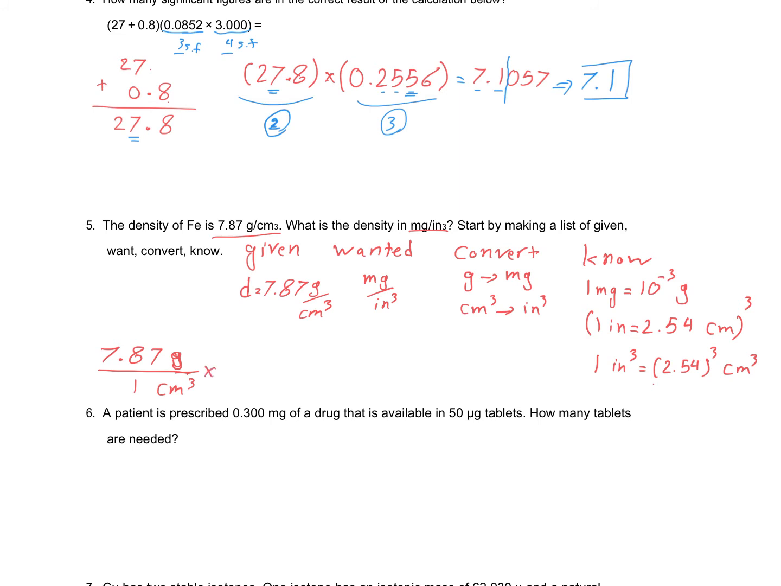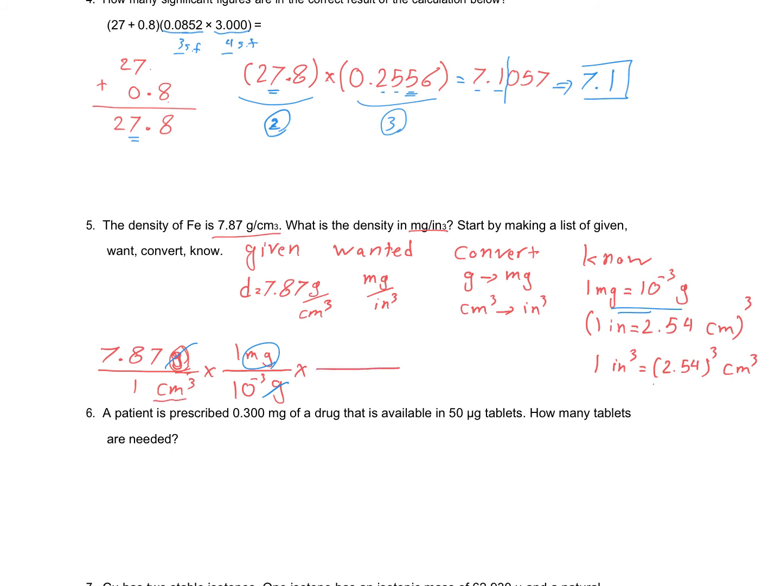Okay, so we have to apply our first conversion. We want to go from gram to milligram. The gram is on top, so to get rid of that I have to put it on the bottom. If I look at my equality here, I can get a conversion factor: 10 to the negative 3 gram is 1 milligram. So I can cancel gram with gram. I have milligram here. That's good. So the next conversion is going from cubic centimeter to cubic inch.